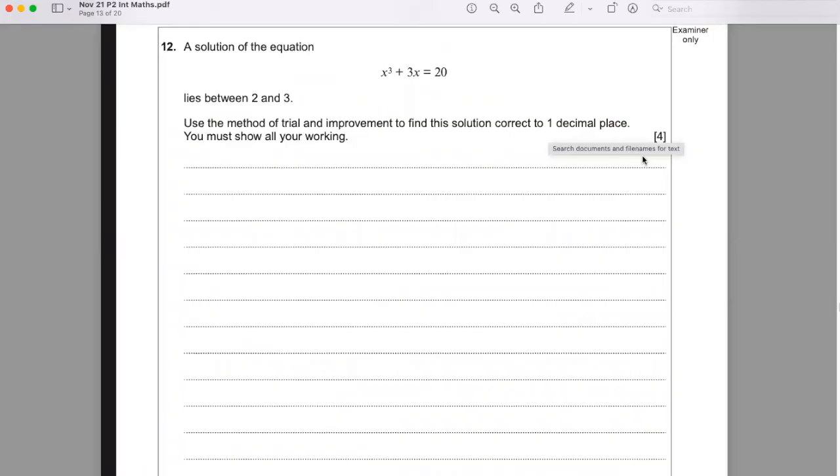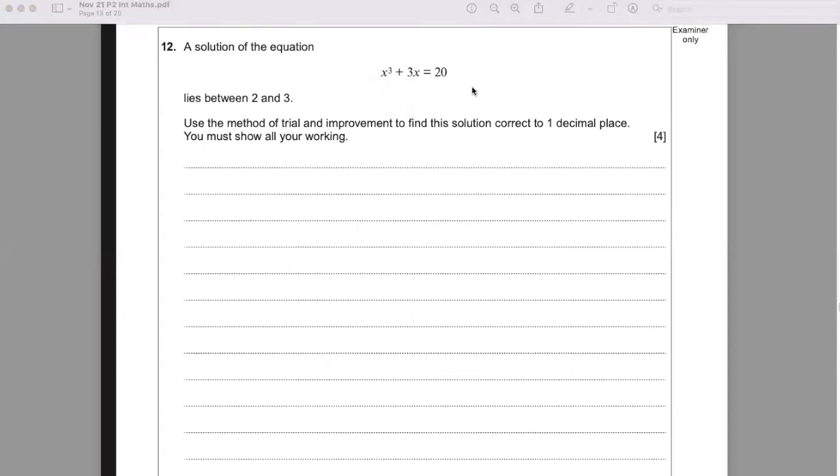Question 12. The solution of the equation x to the power of 3 plus 3x equal to 20 lies between 2 and 3. Use a method of trial and improvement to find the solution correct to one decimal place. Okay, you must show all your working.